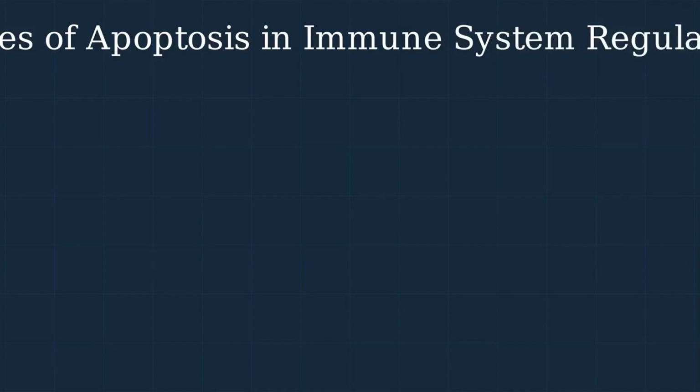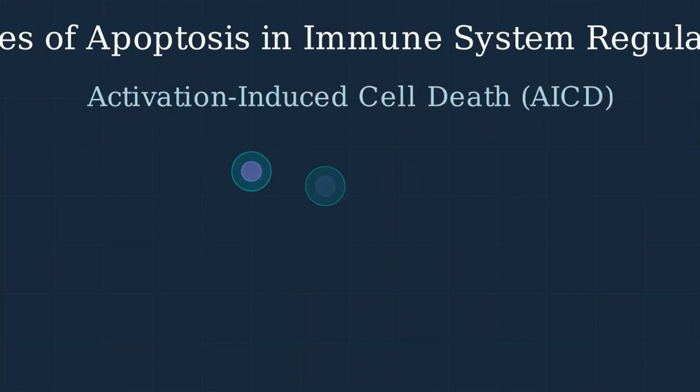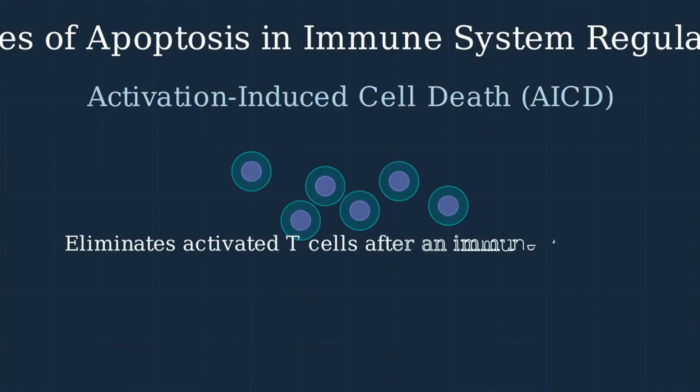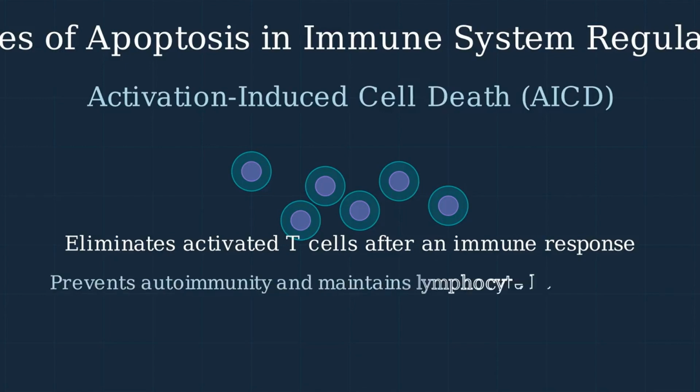The immune system utilizes several specialized types of apoptosis to maintain proper function and homeostasis. Activation-induced cell death, or AICD, eliminates activated T cells after they've completed their immune response. This process is crucial for preventing autoimmunity and maintaining the proper balance of lymphocytes in the body.